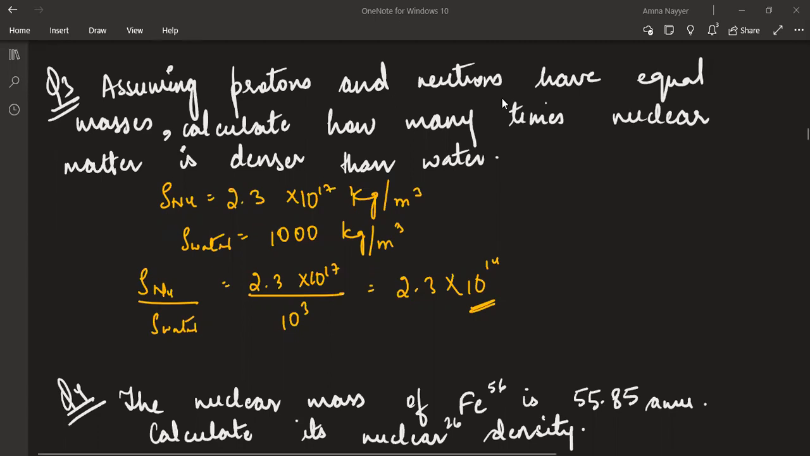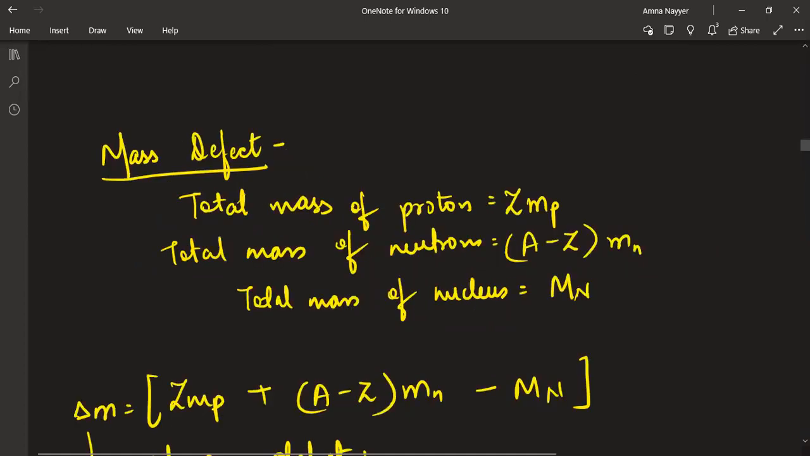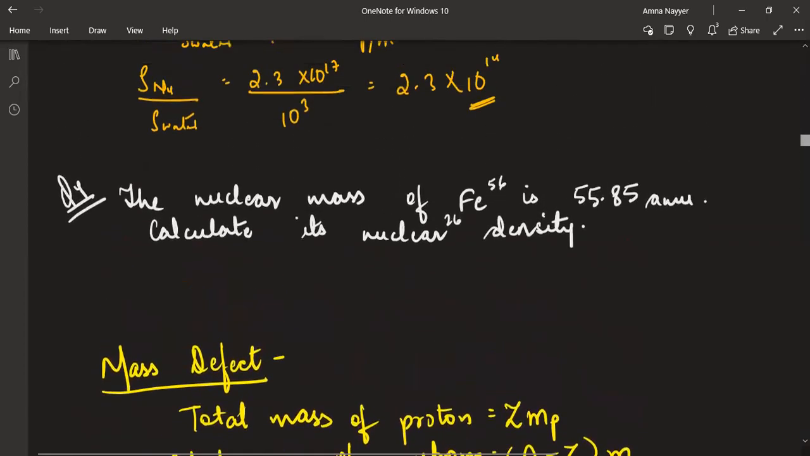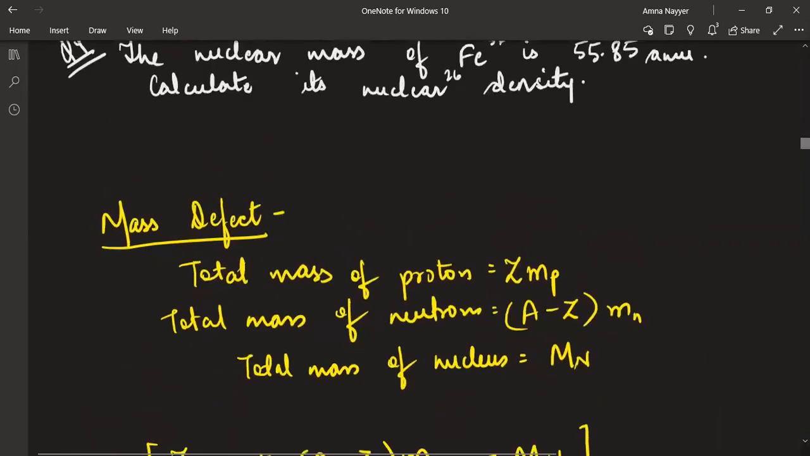In such questions, you don't even have to calculate. What did I say? It is independent of mass number. Whatever element you say, it will remain. Yes, Jiva, 2.3 into 10 to the power 17 kg per meter cube. The density of nuclei will remain fixed. This value will remain fixed.